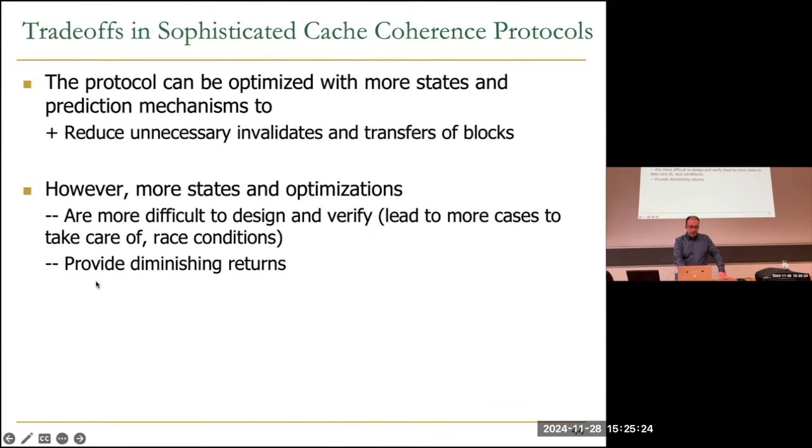And also they provide diminishing returns, meaning that from the valid-invalid protocol to MSI, you observe a huge improvement. From MSI to MESI, you observe a little bit less improvement. From MESI to MOESI, you see some improvement, but not that much. Your returns get lower and lower as you optimize more and more. So at some point, it doesn't really make sense. It's not worth it, depending on your trade-offs, essentially. Question?